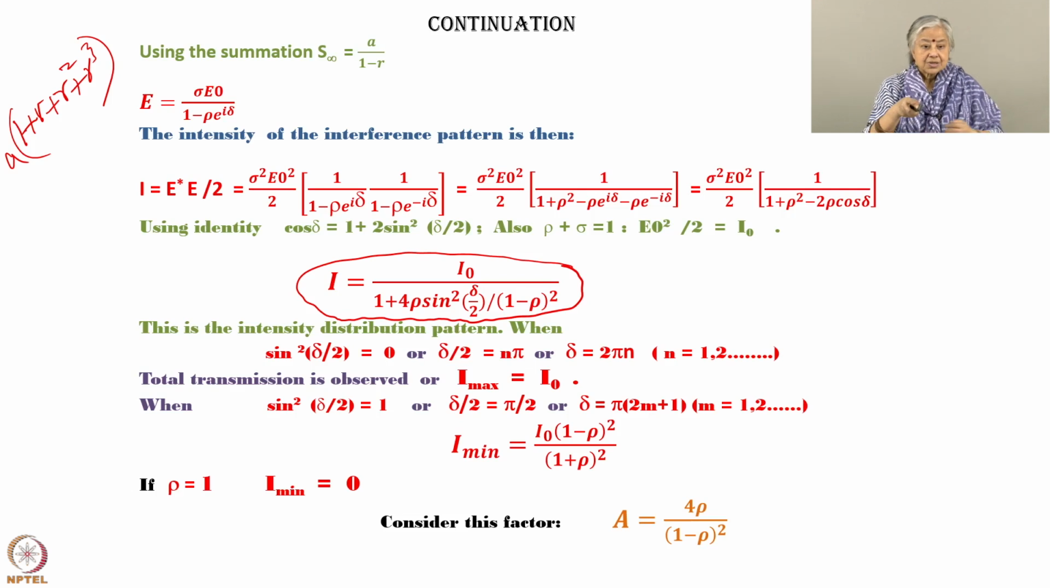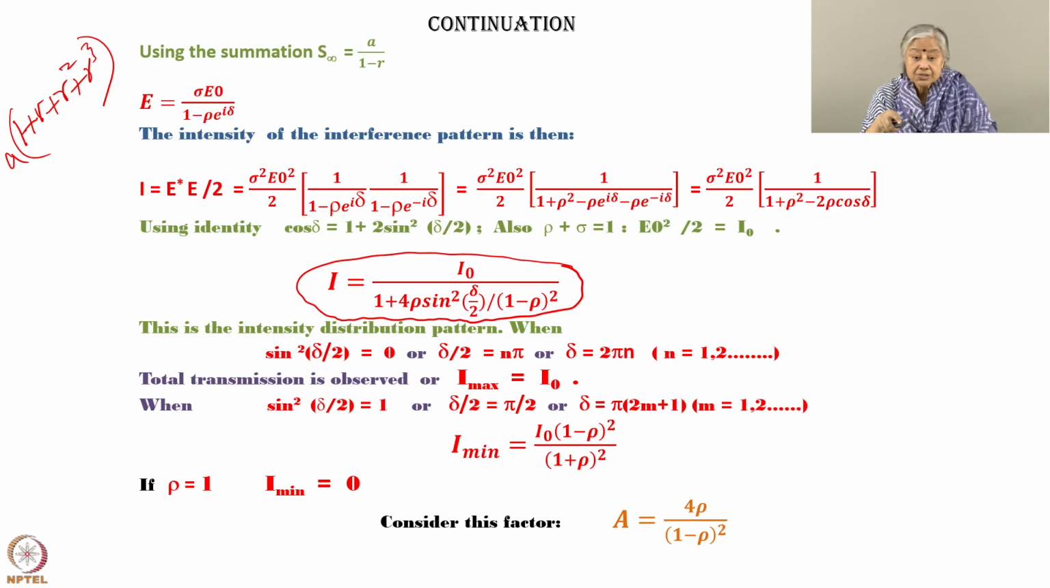Now, the intensity distribution pattern when sine square delta by 2 is equal to 0, or delta by 2 is equal to n pi. Always, sine square will turn out to be 0 then, when delta by 2 is equal to n pi, or delta is equal to 2 pi n, and n takes integer values. Don't think of n as refractive index, it is just an integer here in this context.